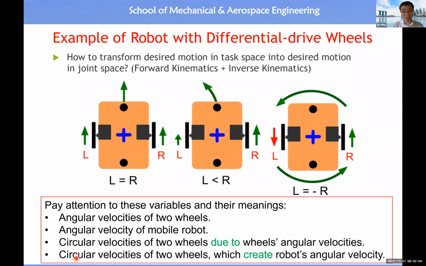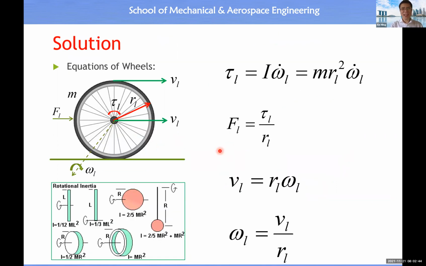So then we also have a circular velocity of the two wheels, okay? This is for you to understand. So this circular velocity of the two wheels actually will create the robot's angular velocity. If they are not equal, then here you have a circular velocity, here you have another circular velocity. Then these two circular velocities will create the circular velocity of the robot and the angular velocity of the robot. So try to understand the causality among all these motion coordinates, all right? Then we look at the solution, and I hope that this equation will help you to better understand the physical meaning involved in the analysis of mobile robot motion, okay?